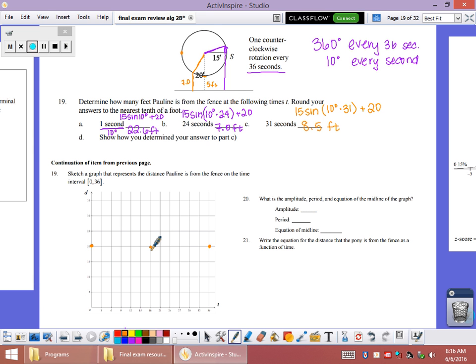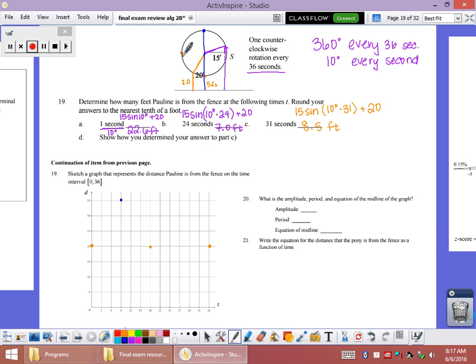And then she's the absolute furthest from the fence when she's here. And how far is that from the fence? Well, that is these 20 feet plus another radius is 35 feet, which is a little hard to see on this grid, but I believe that's here. And that is going to be at 9 seconds, right between when she is at these 20 feet from the fence marks.